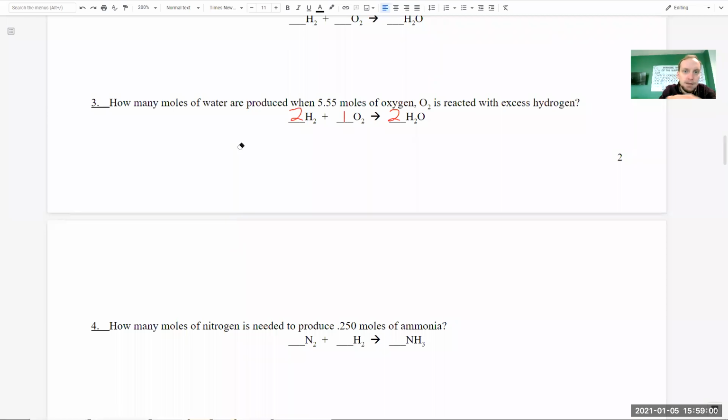All right, moving on. So now we have a chemical equation that says how many moles of water are produced when 5.55 moles of oxygen is reacted with excess hydrogen. Again, the excess hydrogen is not an issue. We have too much, therefore it's not a problem. I have 5.55 moles of oxygen. So I'm going to go ahead and set up my equation here.